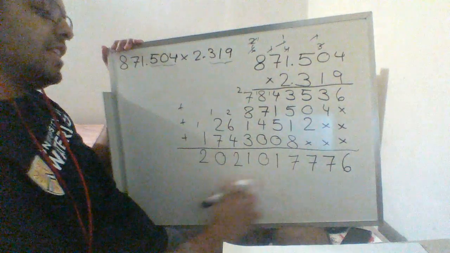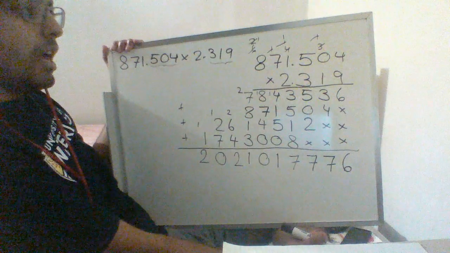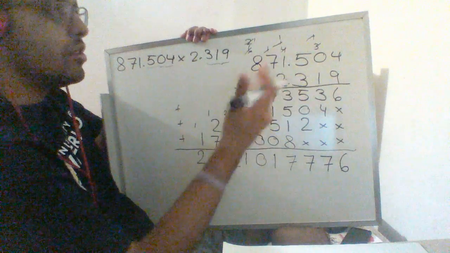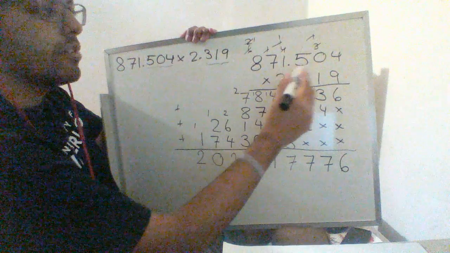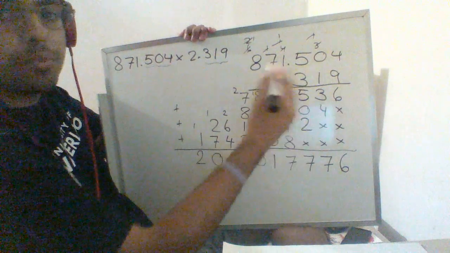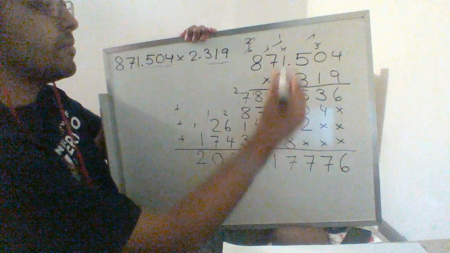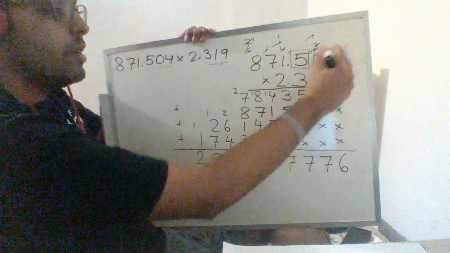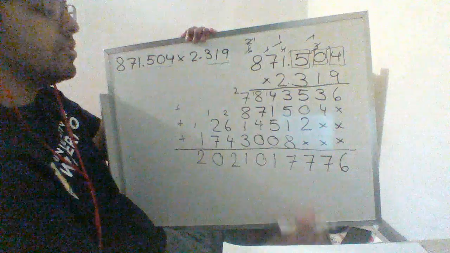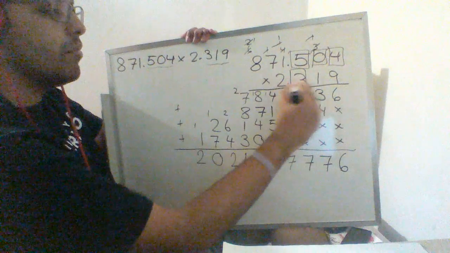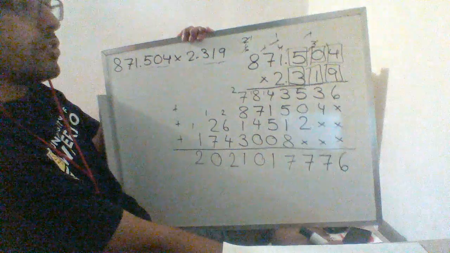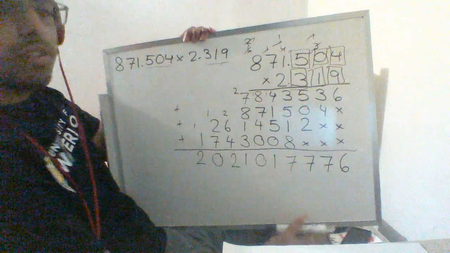So right now this is an insanely huge number. And so what we want to do now is our last step, or you could say our second last step, which is to count the number of digits after the decimal point in these two factors. So up here we have 1, 2, 3 digits after the decimal point, the 5, the 0, and the 4. And then down here we have 1, 2, 3, the 3, the 1, the 9. So in total we have 6 digits after the decimal point.